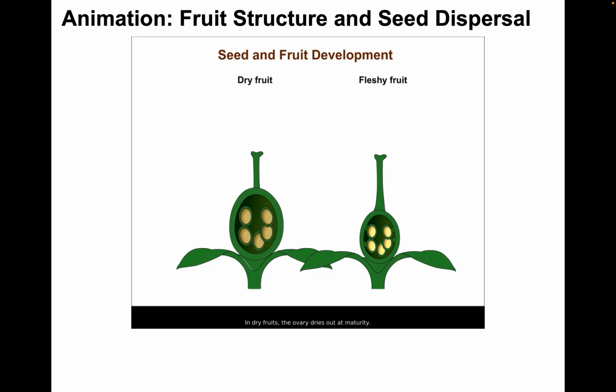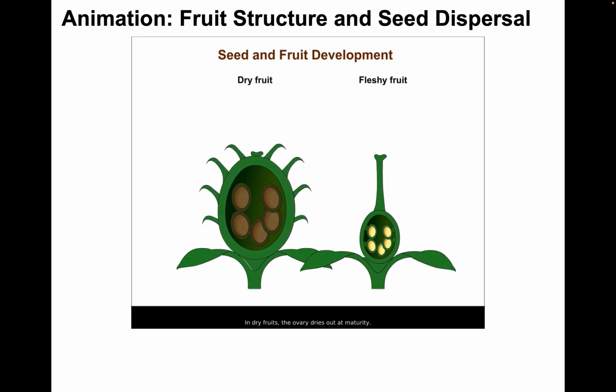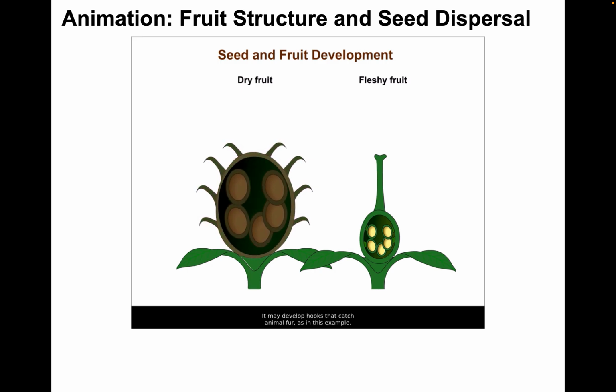In dry fruits, the ovary dries out at maturity. It may develop hooks that catch animal fur, as in this example. Or the ovary and other flower parts may form a wing or a parasol, or hairs to catch the wind. Sometimes the dry ovary builds tensions that, when released, will shoot the seeds into the air.